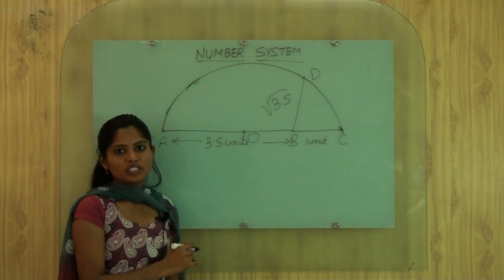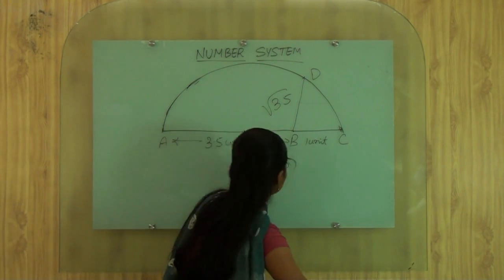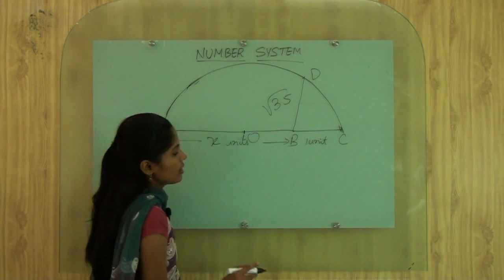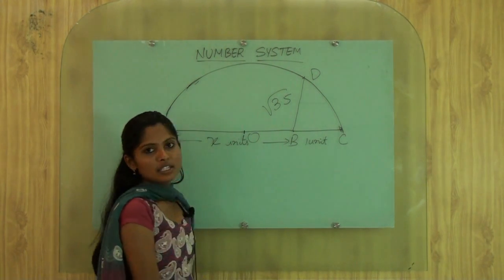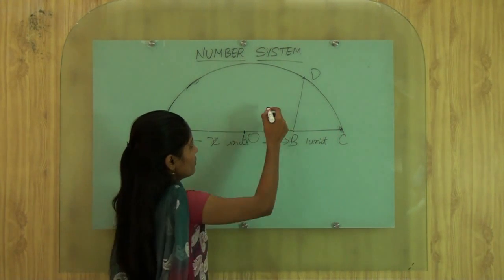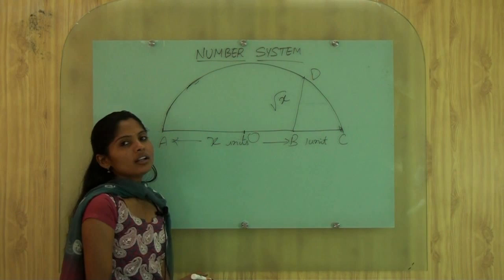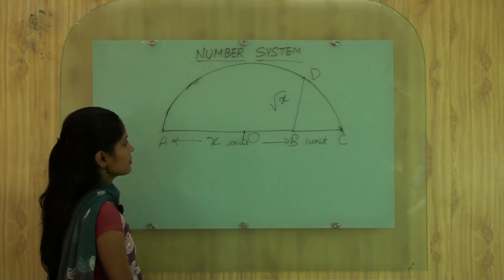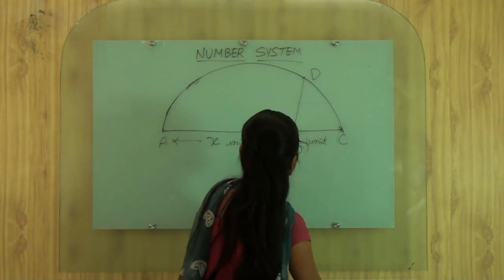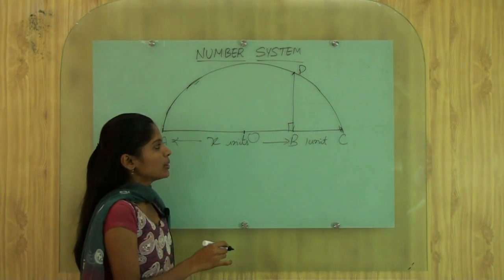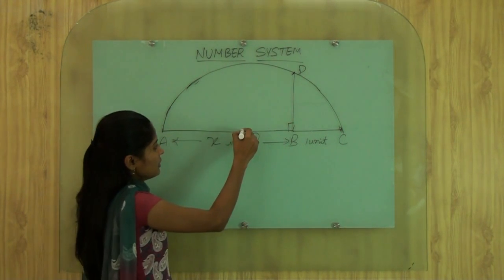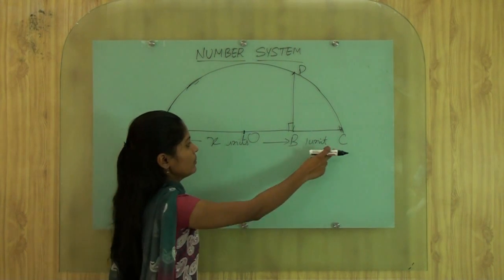Now we have to show this. Let's take it generally. Let this be x units, and this is 1 unit. BC is 1 unit. Then we have to prove that BD is root of x. Let's prove this theorem. Now we should not consider BD as root of x yet. BD should be perpendicular to AC. From here, this is the midpoint of AC.